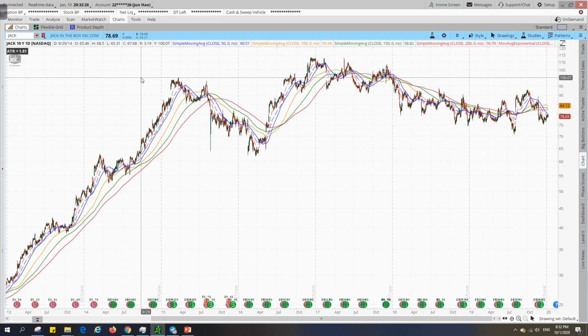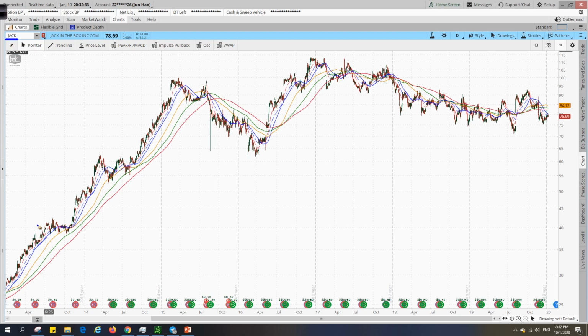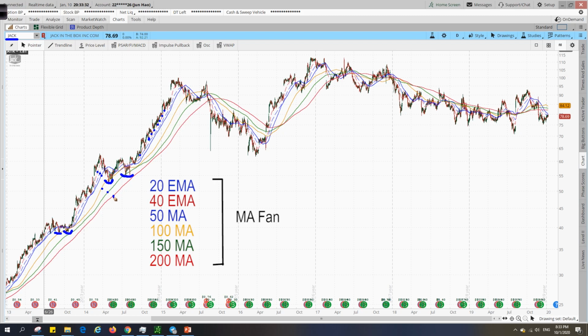So from this chart right here, what do you see? You can see that the stock originally respects the moving averages pretty much, bouncing off the 100, and the 100 once more, and after that followed by the 150. And then subsequently it respects the 20-day EMA very nicely, as we can see over here. And during this period, you see that all the moving averages are lined up very nicely in sequential order: the 20, by the 40, by the 50, the 100, 150, and 200. This is what we call an MA fan. If you see this, it will be very clear to you that the stock is on a perfect uptrend.